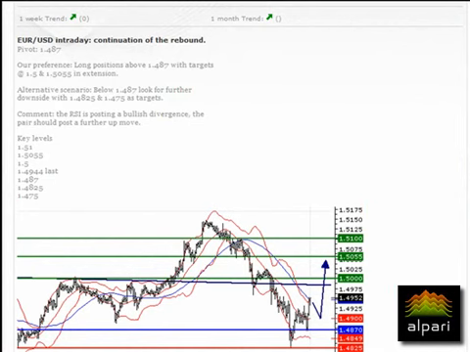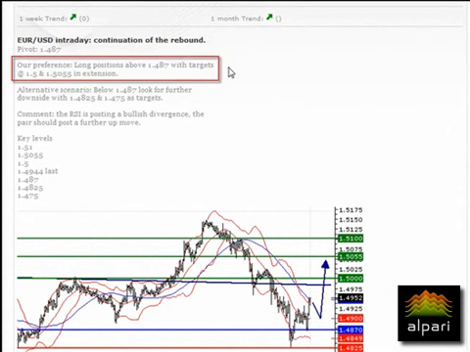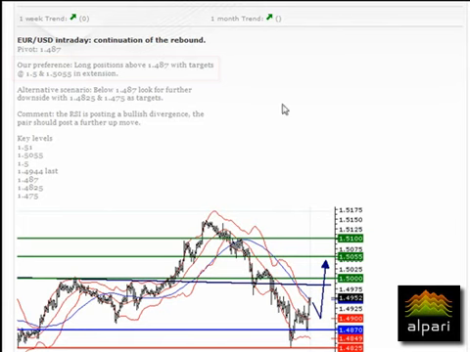Back to the trading report, let's move on to the next piece of information. In this case, the analyst is saying our preference for long positions above the 1.487, that's the pivot level, which we saw up here, with targets at 1.5 and 1.5055 in extension. These are levels that we could be interested in as potential profit targets.